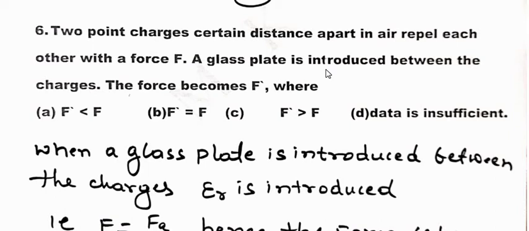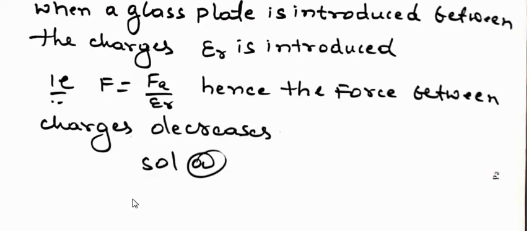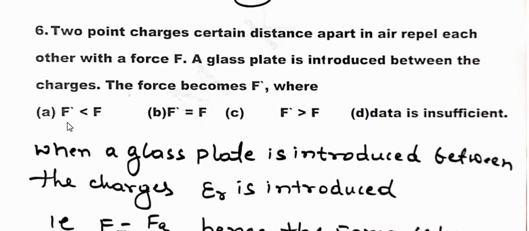When you introduce a glass plate between the charges, naturally epsilon r is introduced. So when epsilon r is introduced, you know that F is 1 by 4 pi epsilon naught epsilon r. So epsilon r will be in the denominator, so force decreases. Hence the force between the charges decreases. So it should be solution A. F dash should be less than F.